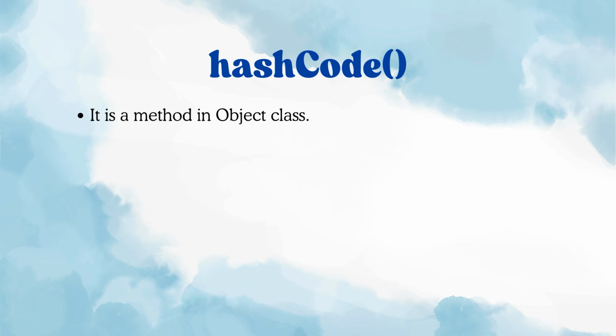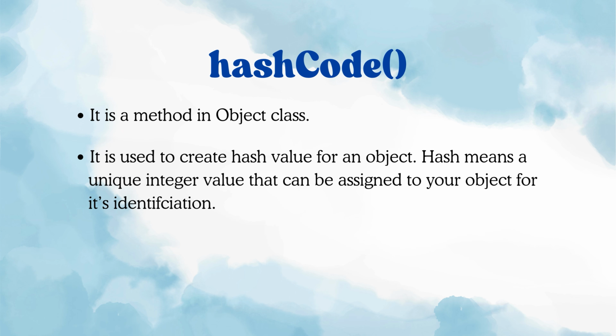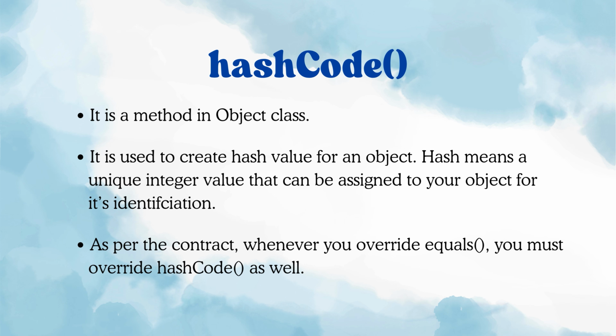All right. Now, what is hashCode? hashCode is also a method which is part of your Object class, and it is used to create a hash value for your object. Basically, some unique integer value that will represent your object. It is recommended that whenever you override the equals method, you should also override the hashCode method. It is a Java contract. Let's understand why we should also override the hashCode method along with equals.